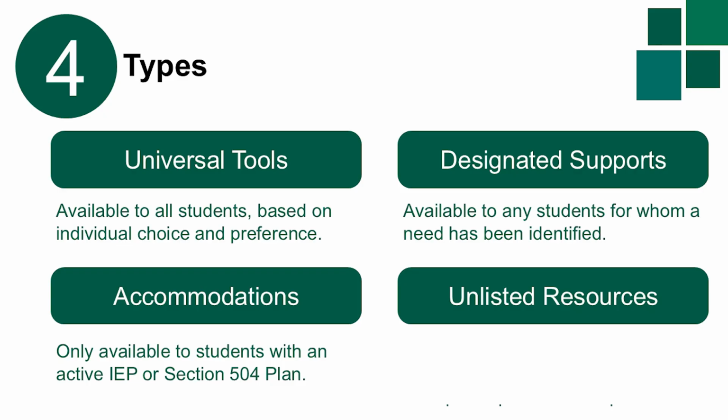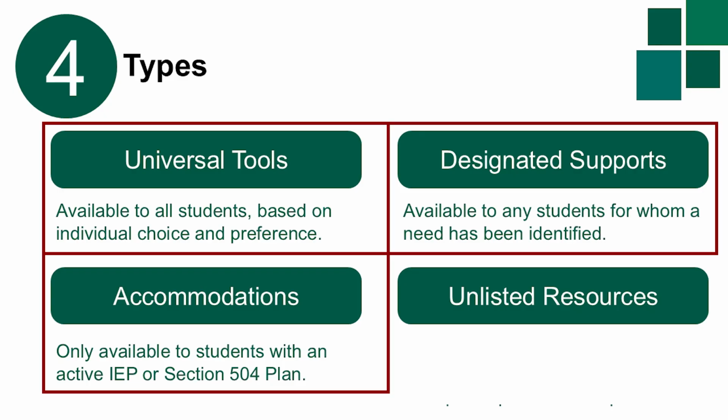Examples include American Sign Language, Braille, or alternate response options. For the 3 types listed so far, universal tools, designated supports, and accommodations, students who use these during the test will still get a valid score.